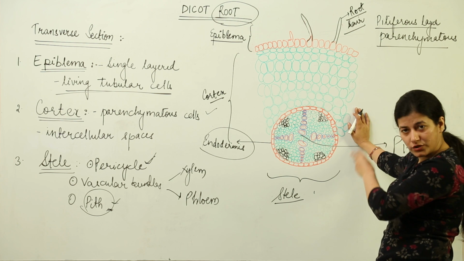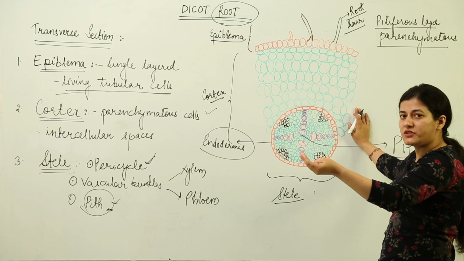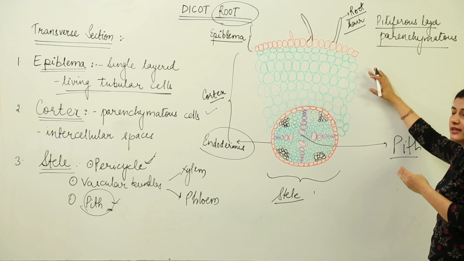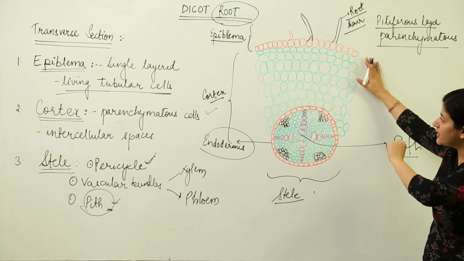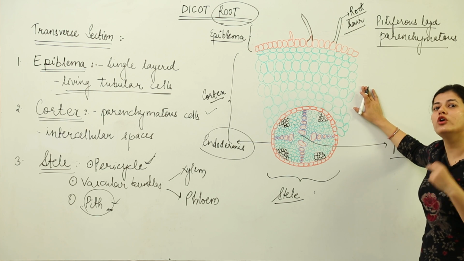Now, why am I saying "or otherwise for storage"? Because this is a root that we are talking about. A root would not perform photosynthesis. It would not be subjected to light. How would it perform photosynthesis? So there is a least chance that there would be presence of chlorophyll in the cells. So we are going to consider that these are parenchymatous cortical cells which are responsible for storage.